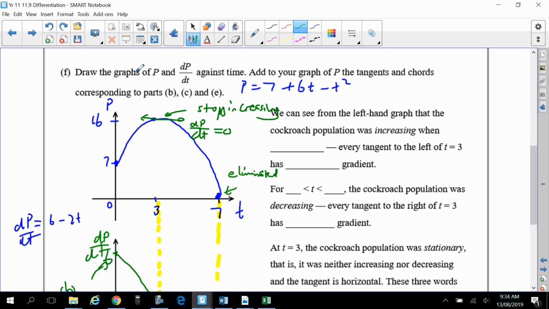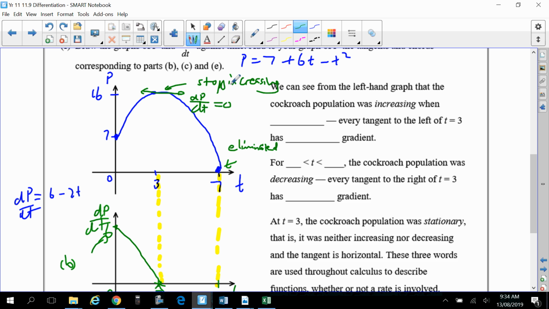Okay, now we also have to show, add to your graph the tangents and the chord. So the gradient of the tangent is 6, right? That's the gradient of the tangent. dp dt equals 6 when t is 0. If that makes sense, I've substituted 0 into the derivative to get 6. What's the other one? What's part C? Part C will be when dp dt is 0. Yep. So I've shown that.